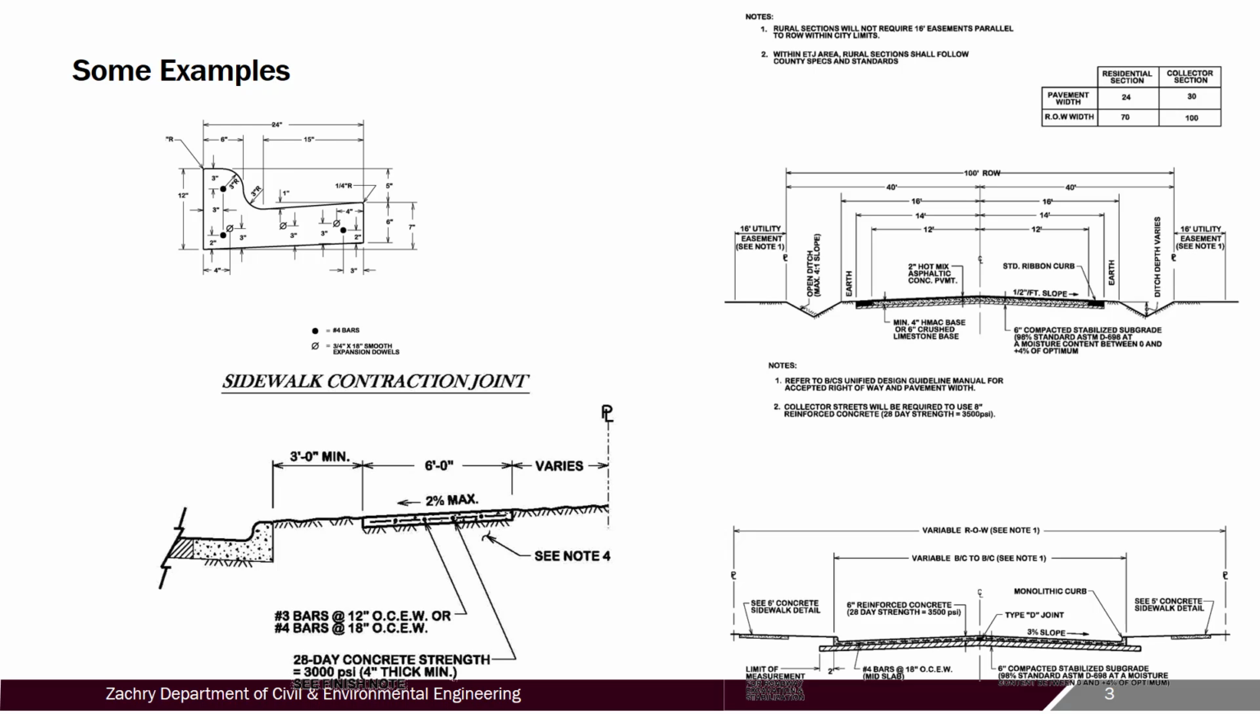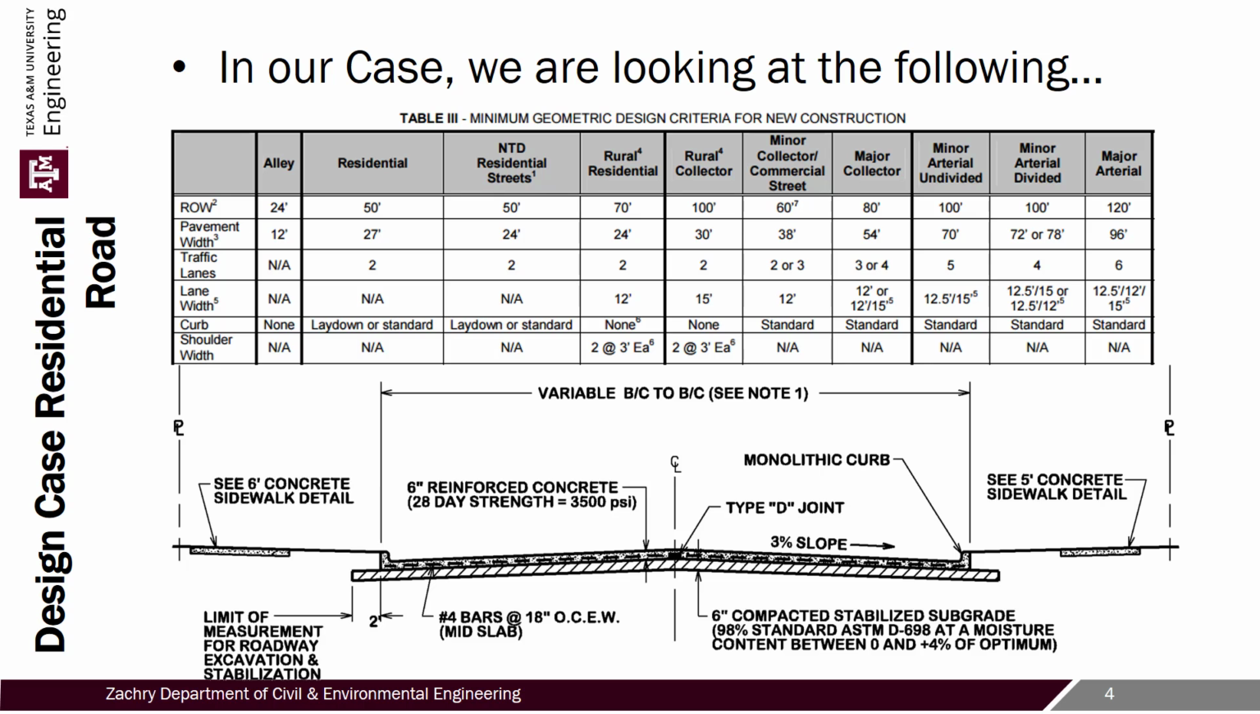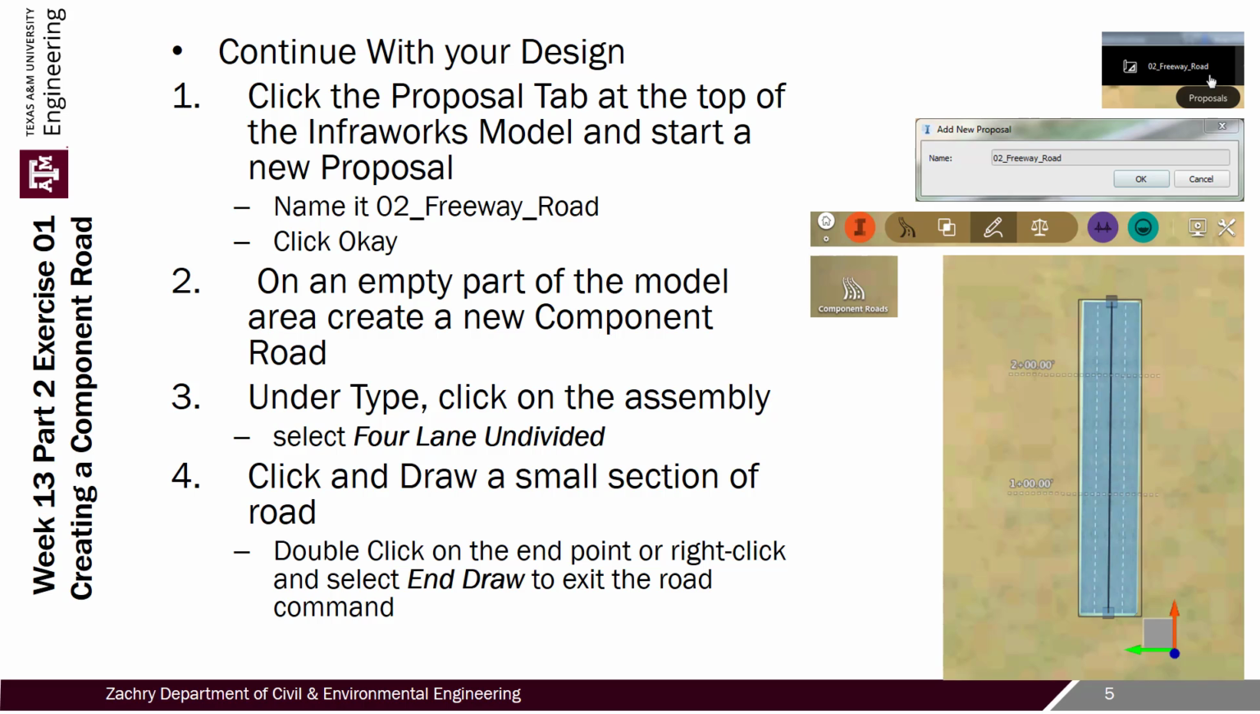And what we're going to do is very similar to what we did in Civil 3D. We're going to take this data and use it to help us create some accurate models in Infraworks. That includes right-of-ways and all that other information. So what are we going to do? We're going to come in and create a road. We can name it whatever: freeway road, major collector. It kind of depends on what we want to name it.